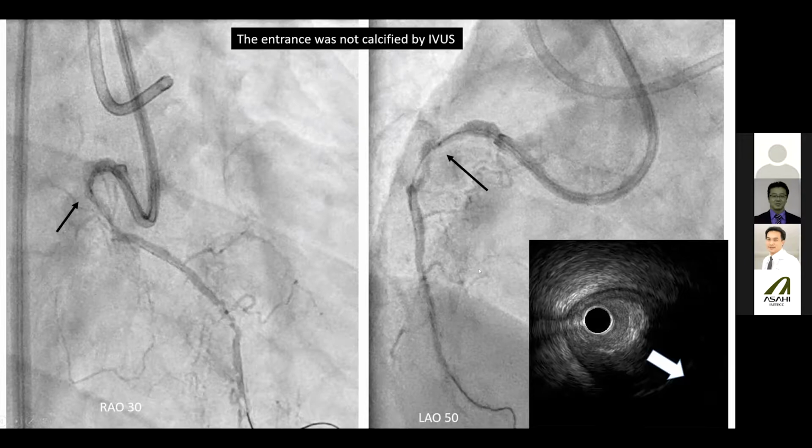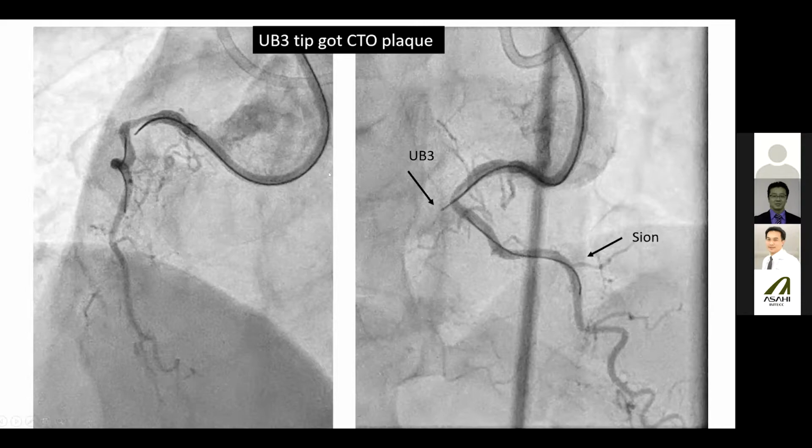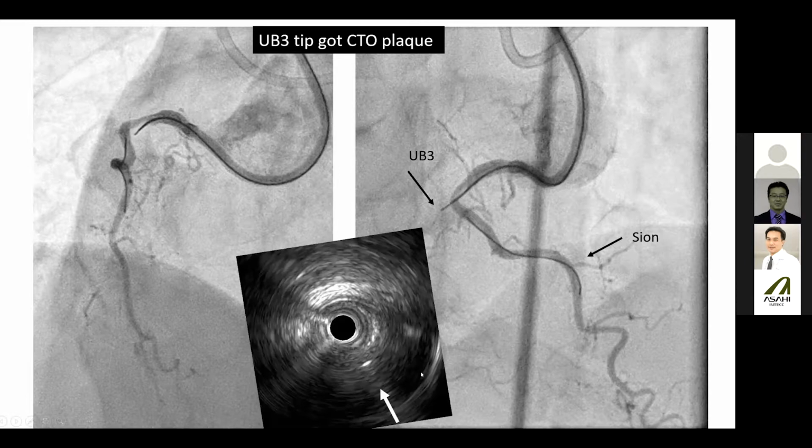So I started with UB3 because this is an unknown route, so I don't want to use something like a Gaia or a Conquest, not a sharp tip, just a standard ball tip guiding. And also, because it is very tortuous, I use the UB3 as a slip coat. This is the Xeon wire. I penetrate this CTO part just a little bit and recheck the IVUS again. IVUS shows the wire went into the CTO vessel.